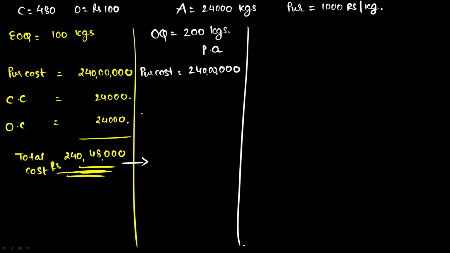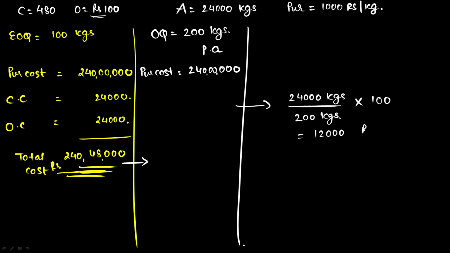Alright. What will be my ordering cost? How many number of orders I will be making? Number of orders will be 24,000 kgs divided by 200. It is 120 orders multiplied by ordering cost per order. It is 12,000 rupees. So what will be my ordering cost per annum? 12,000 rupees. Going in a good way, huh?